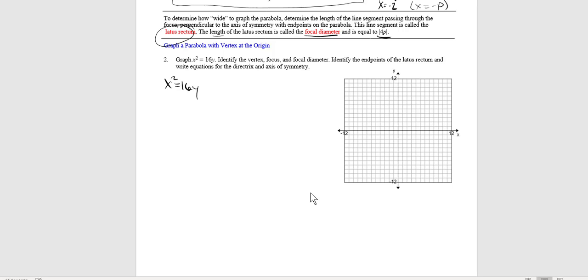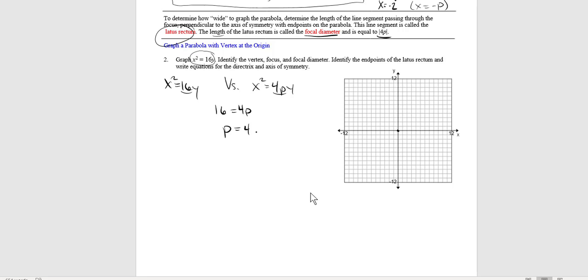Think for a second, and maybe even try this whole problem. Pause the video and try this whole problem if you want to do that now, because I'm going to proceed. But if we look at this and compare it to the standard form, x squared equals 4py, again, we see the 16 is playing the role of the 4p. That implies p is 4. So right away we have a lot of information. This is of the correct form where it has a vertex at the origin. So we'll go ahead and mark that point at the origin.